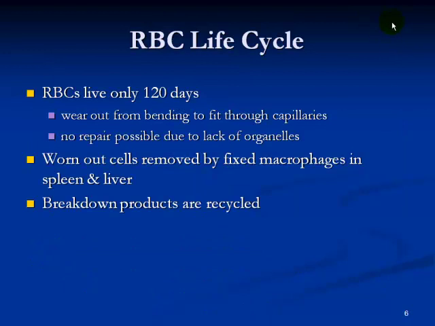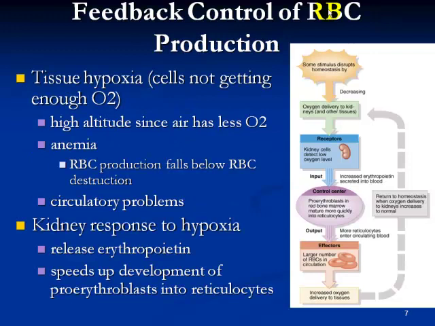The life cycle of a red blood cell, they only live about 120 days. They wear out from bending and trying to fit through the capillaries, and there's no repair possible because there's no organelles to repair it. So these worn-out cells are removed by macrophages that are in the spleen and the liver. These are fixed macrophages. They're large cells that do phagocytosis, and they're found in the spleen and the liver. And all the breakdown products are just recycled. There's a feedback loop that we'll discuss in class tomorrow.